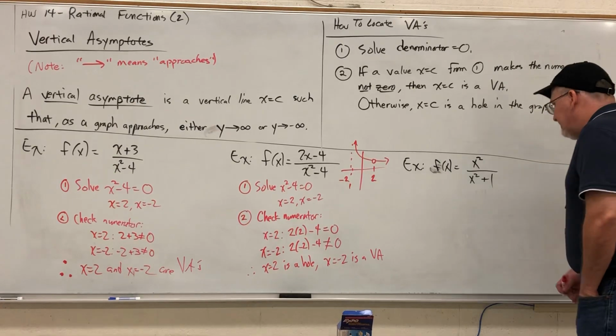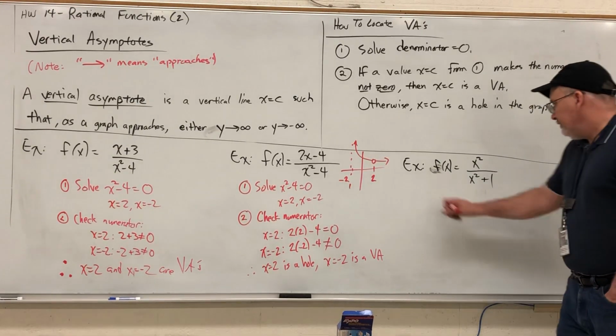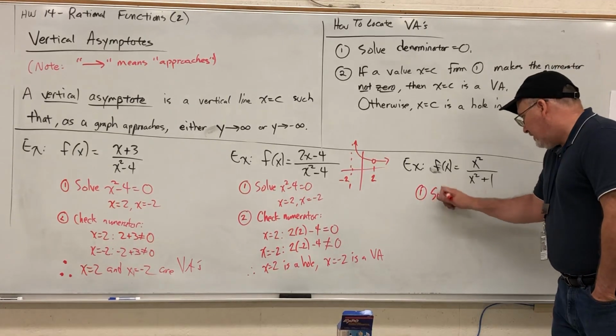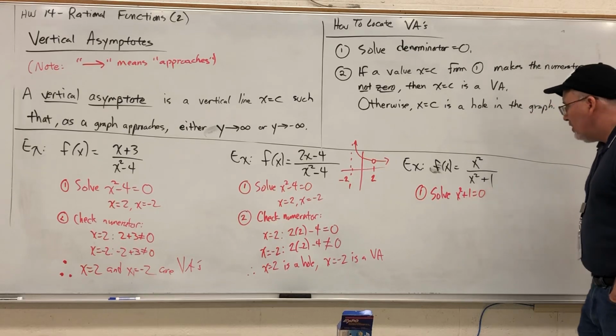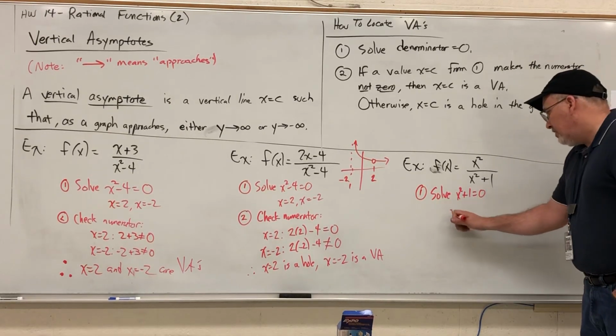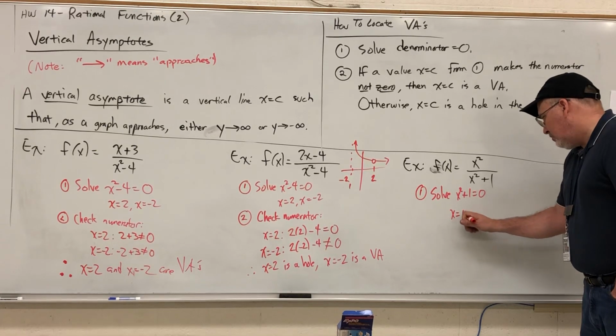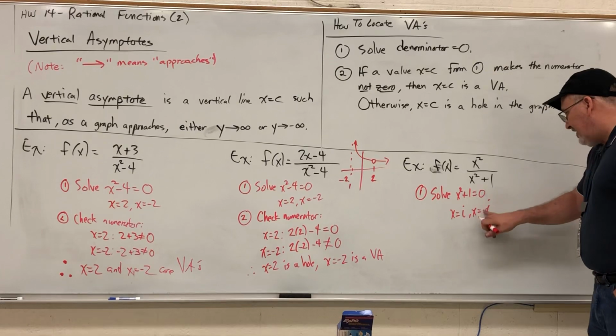Let's take a look at the last example. F of x equals x squared over x squared plus 1. If we start with the first step of solving x squared plus 1 equals 0, we can solve that easily by moving the negative 1 over and then square rooting, but we would get two answers. We would get i and negative i. But here's the problem with saying i and negative i.